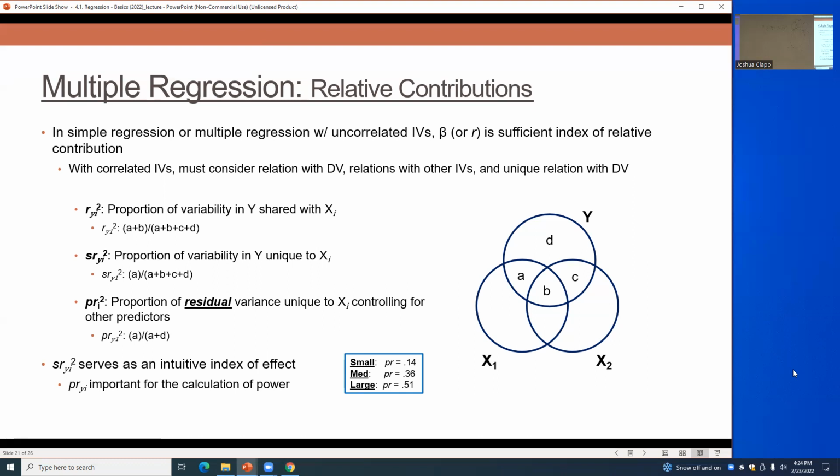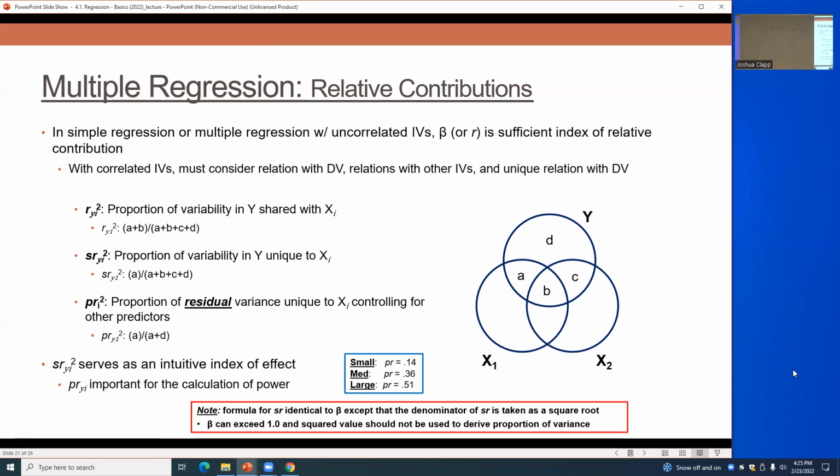Remember, because ANOVA is just a special case of regression, this is the exact same. The partial eta squared that you're getting at each one of those levels is just a squared partial correlation. It's saying after we account for other variables in the model, of the residual variability that's left over, what proportion of it is attributable to this predictor. It has a different label, a different notation, but conceptually it's identical. Okay.